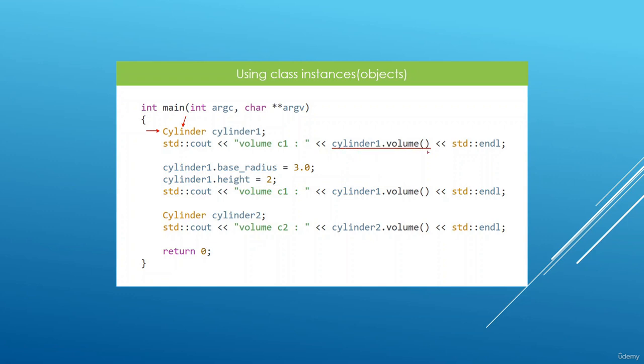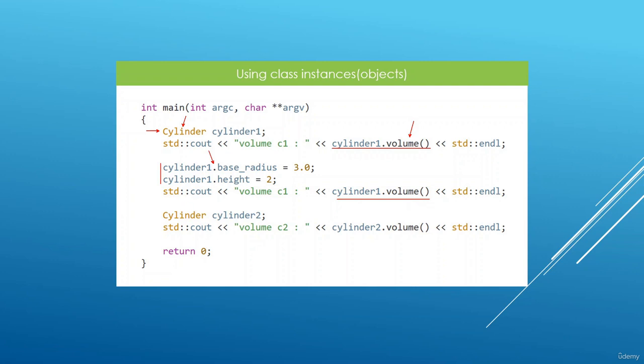This is going to print the volume using the volume function that we just set up in a minute. If we go down, we can modify things about our cylinder. For example, we can use the dot notation here to change the base radius and change the height. And if we try to print the volume again, this information is going to be picked up and be used by the volume function to compute the volume of our cylinder here.